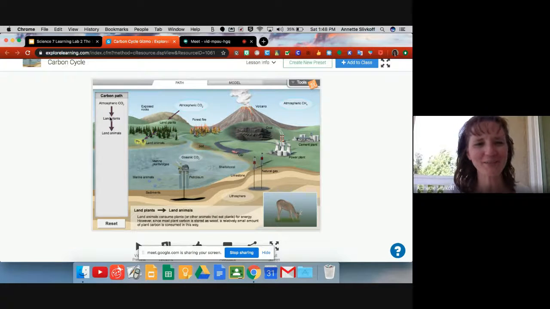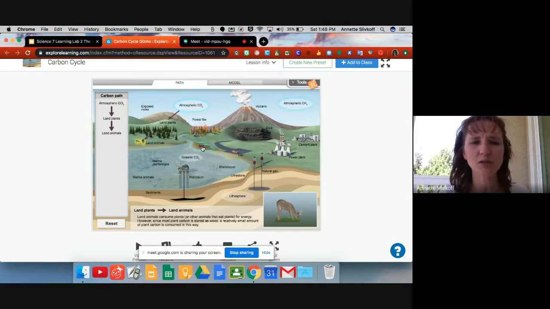All right, so it goes from land plants to land animals. It's kind of like the food chain, right? The arrows are pointing to where it's going to go. Here it says land animals consume plants or other animals that eat plants for energy. However, since most plant carbon is stored as wood, a relatively small amount of plant carbon is consumed in this way. So from the animals, it gives us an option. It can go back into the atmosphere as those animals breathe out, or it can go into soil.